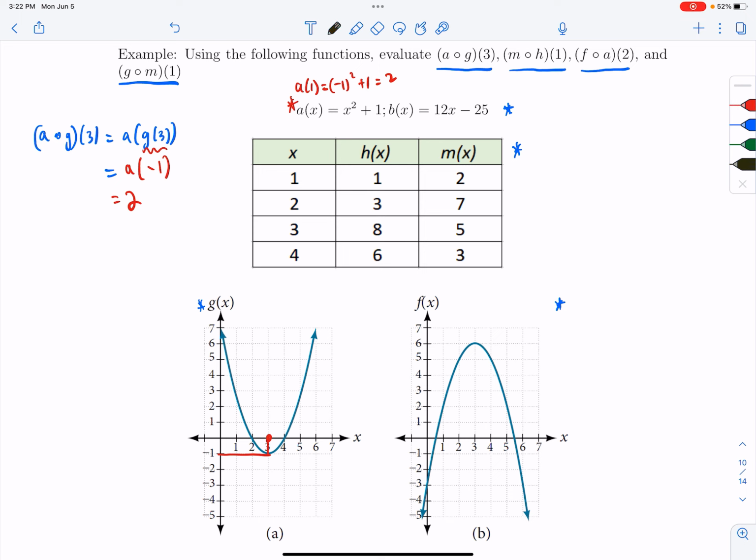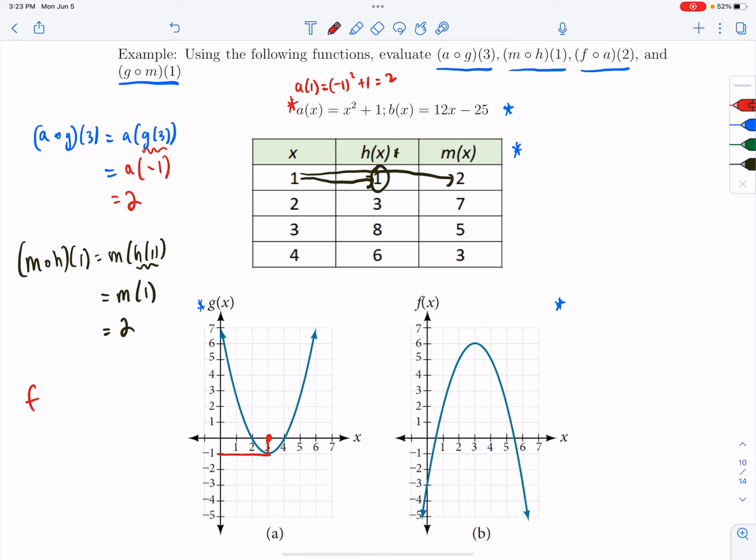The next one says m of h of 1. I'm going to evaluate h of 1 first. H of 1 is in the table. I go to the h function, and my input is 1, so I look at this value right here. H of 1 is equal to 1. Now, what is m of 1? The m function is also in the table. I go down to an x value of 1. That's the input, and then m of 1 gives me 2. So this is also equal to 2.